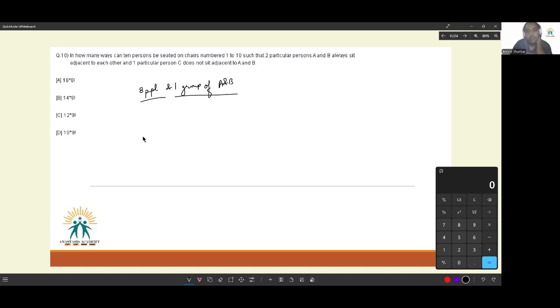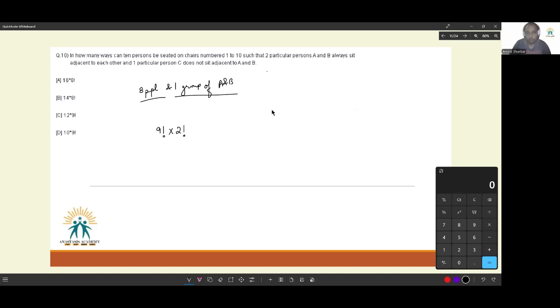So these 9 entities can be rearranged in 9 factorial ways. But even within these 9 factorials, A and B can switch seats with each other. So 9 factorial into 2 factorial. This is all the cases where A and B are sitting together. But within these cases, there are unacceptable cases. Unacceptable cases where C is next to them.